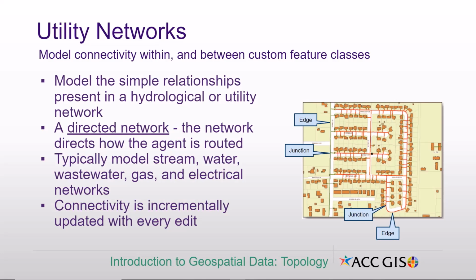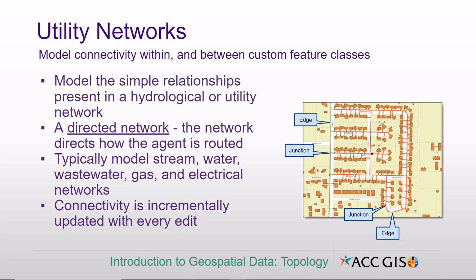Now, utility networks model connectivity within and between custom feature classes. They model the simple relationships that are present in a hydrological or utility network. Again, these are a directed network, so the network directs how the agent is routed. The agent always takes the same route. So when I'm in my house and I flush my toilet, that is a wastewater utility network. And when I flush the toilet, it always goes the exact same route through the pipes to the wastewater treatment plant. And so we use directed networks typically to model stream, water, wastewater, gas, and electrical networks.